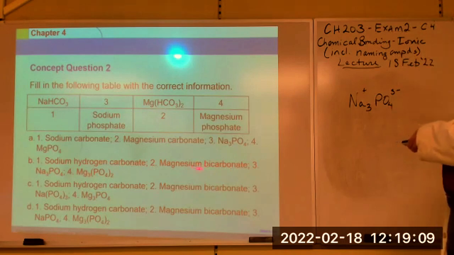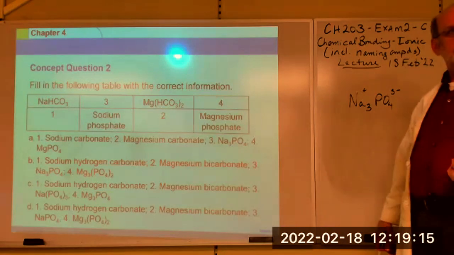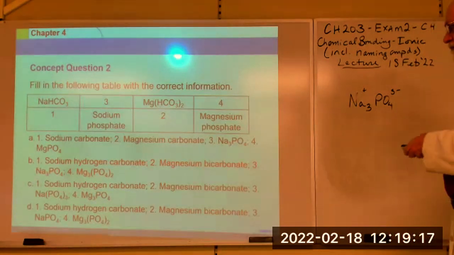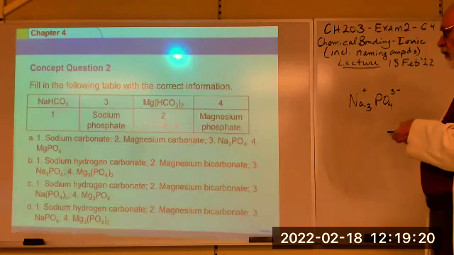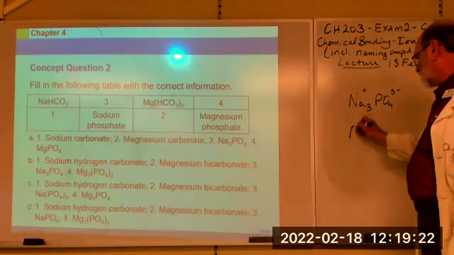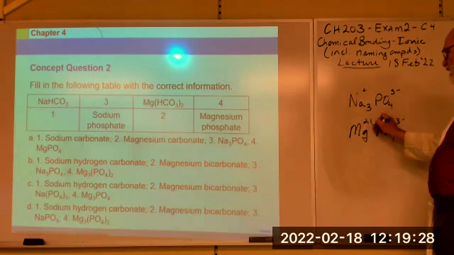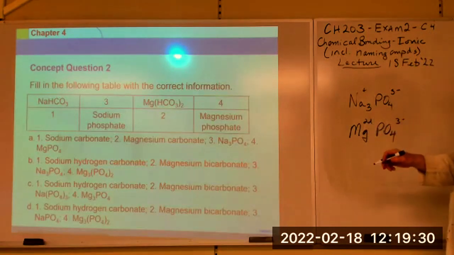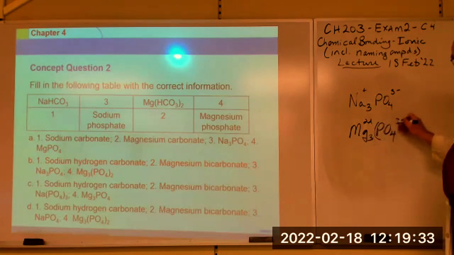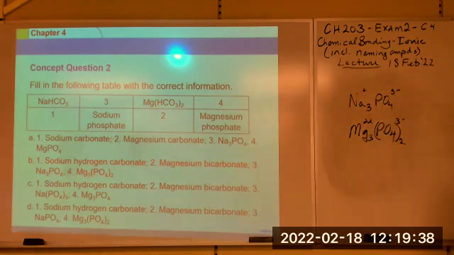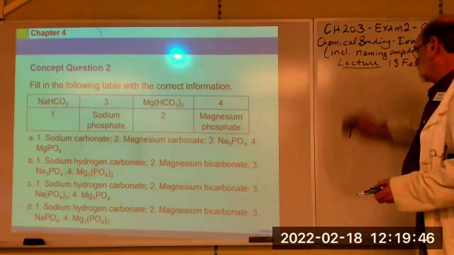Oh, this must be an old slide. Bicarbonate? It is an old slide because they're still using the old system. And the fourth one, magnesium phosphate. If this is a 3- and that's a 2+, then cross multiply. This would have a 3 and this one would have a 2, like that. Right here. Okay. All righty. I think that's it.